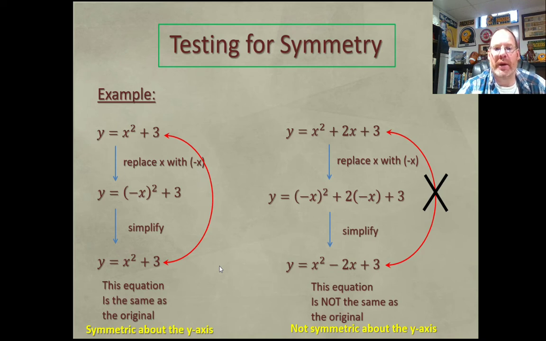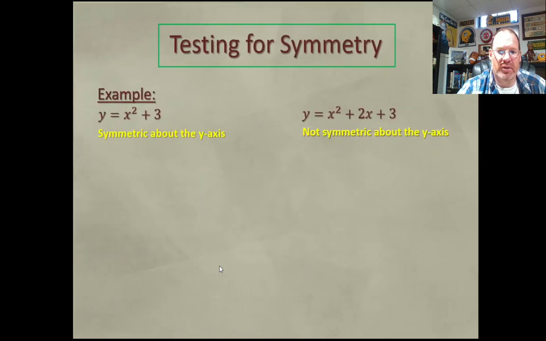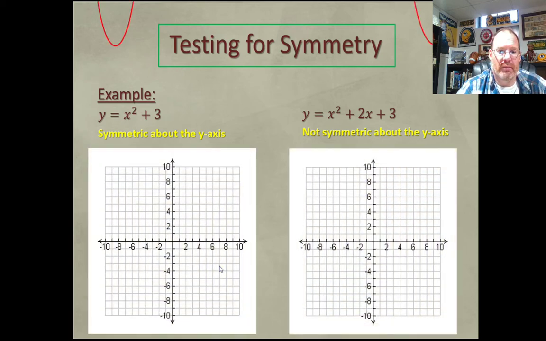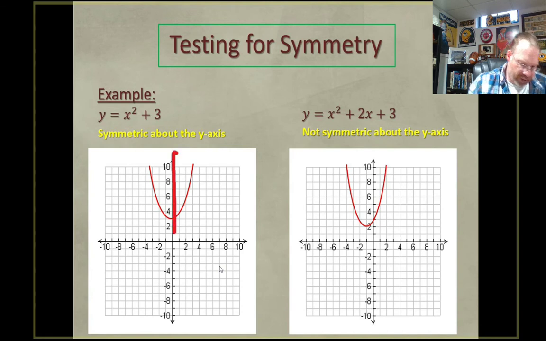So to prove the point, I want to take a look at what the graphs look like. Okay, those are the 2 equations that we had. First one was symmetric about the y-axis. Second one was not. As you can see, the y-axis splits the one on the left right in half. However, the vertex of the other one is off-centered, and so it's not symmetric about the y-axis.